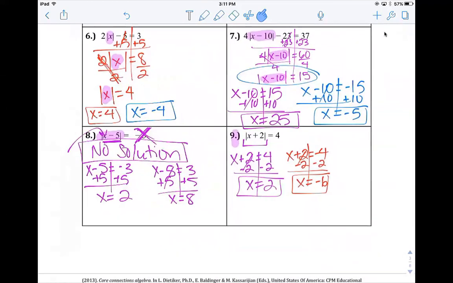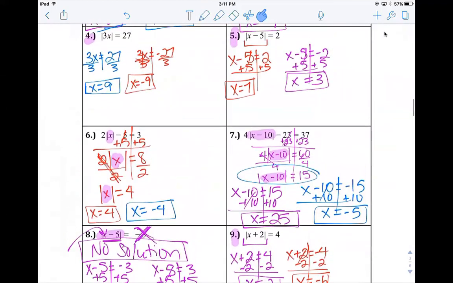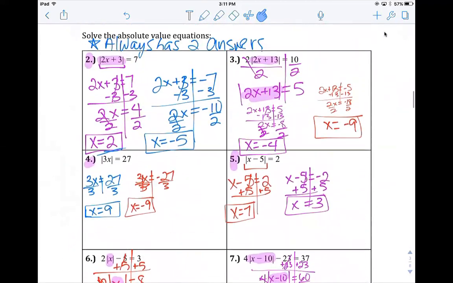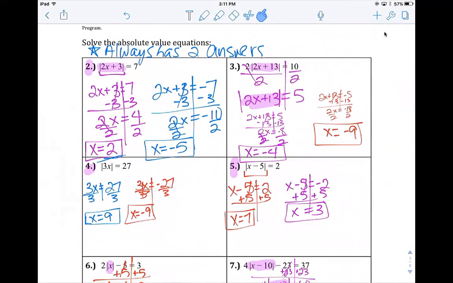Now, when we go to have our quiz, we're going to stick with the more basic ones that we saw, like problem 2, 4, 5, and 9. These other ones are a little more advanced, but it is good to look over them to know how to do them as well.